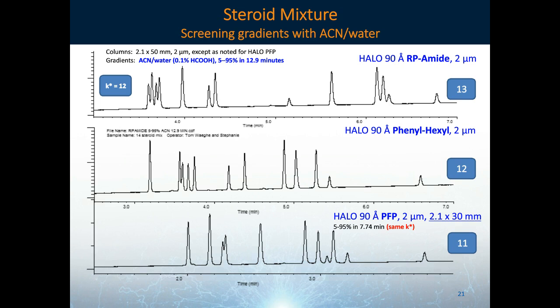And then on the bottom here, at the time, we didn't use a 50 millimeter length column. We had a 30 millimeter length column available, so we had used that. But even on a 30 millimeter length column, we're able to get some promising results with the PFP phase.